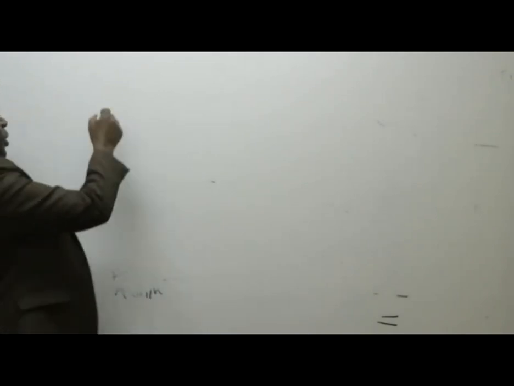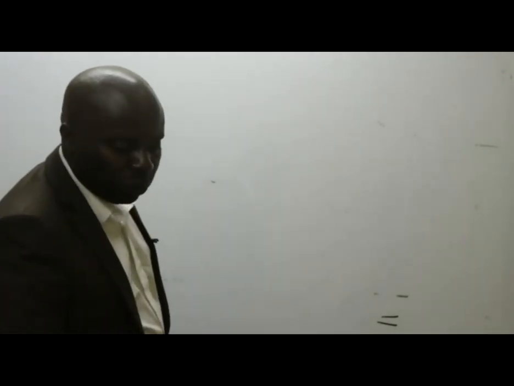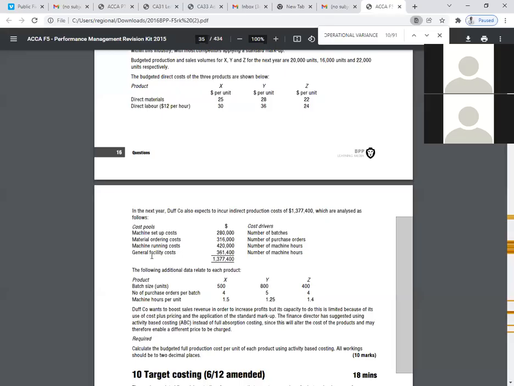Now, ladies and gentlemen, we have our overheads here. So our overheads, the first one is called machine setup costs. The second is called machine ordering cost. The third is called machine running cost. And the last one is called general facility cost. And then they have given me the dollars for each case.